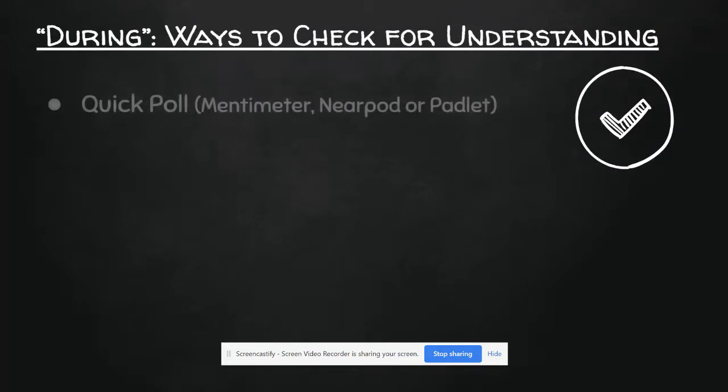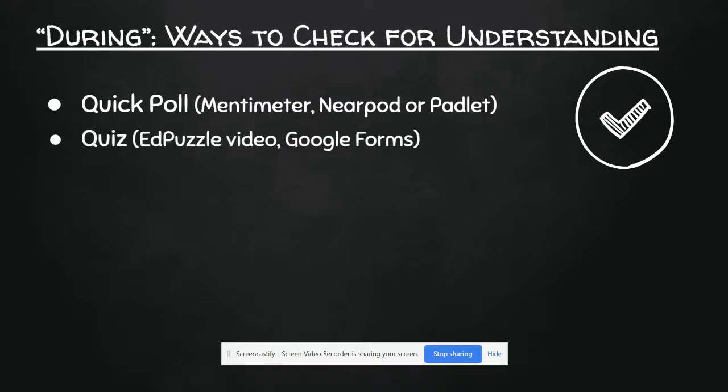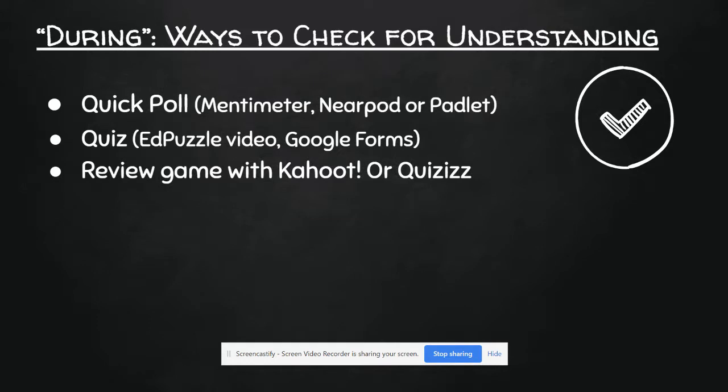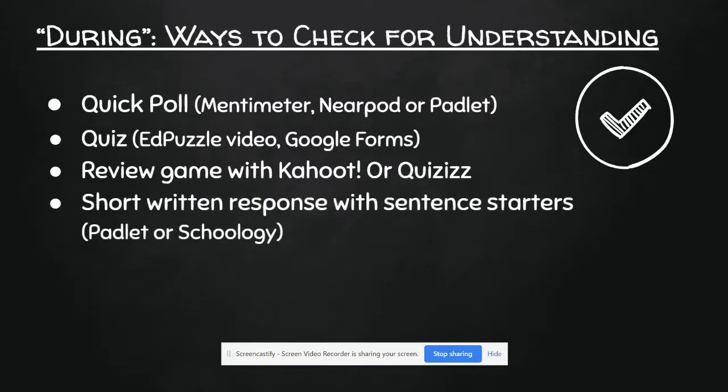So some ways that we can check for understanding is using a really informal quick poll, using some of the tools suggested. We could also do a quiz, kind of like the Edpuzzle video you're watching, or a Google form to collect more specific data. We could do a review game to add some competition using Kahoot or Quizzes, which are free online platforms. And then you can have students do a short written response, giving them sentence starters to support their writing.